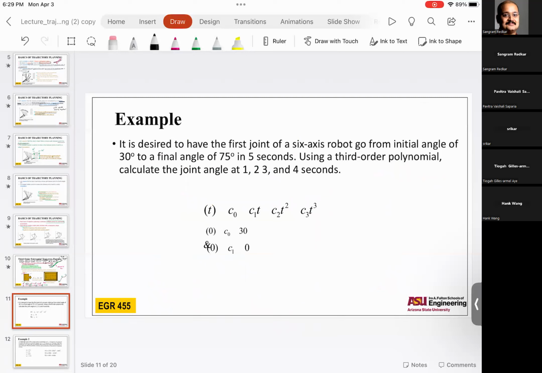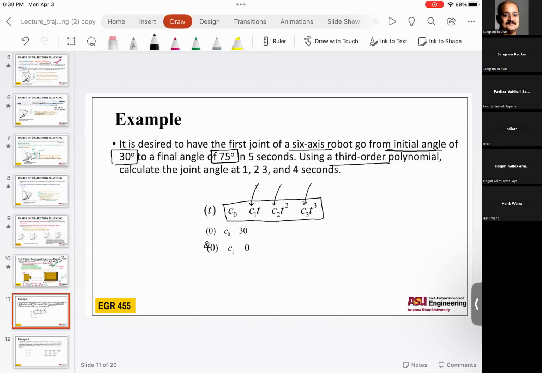So what you have is a six-axis robot. But what we are looking at is just one angle, and it's going from the 30 degree initial angle to 75 degree final angle. So what we want to do is use a third order polynomial, which is given by something like this. We want to find out what is the coefficient C1, what is the coefficient C2, and what is the coefficient C3.